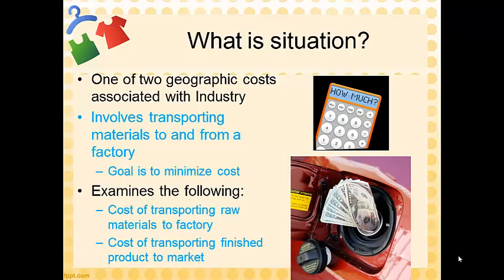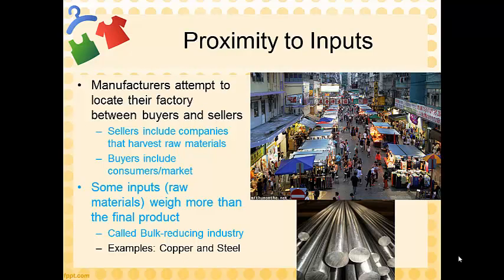This involves transportation, specifically transporting materials to and from a factory, and the overall goal is to minimize the cost. Now, it examines two of the following features. It's the cost of transporting raw materials to the factory, and then from the factory, producing the finished product, to the market.